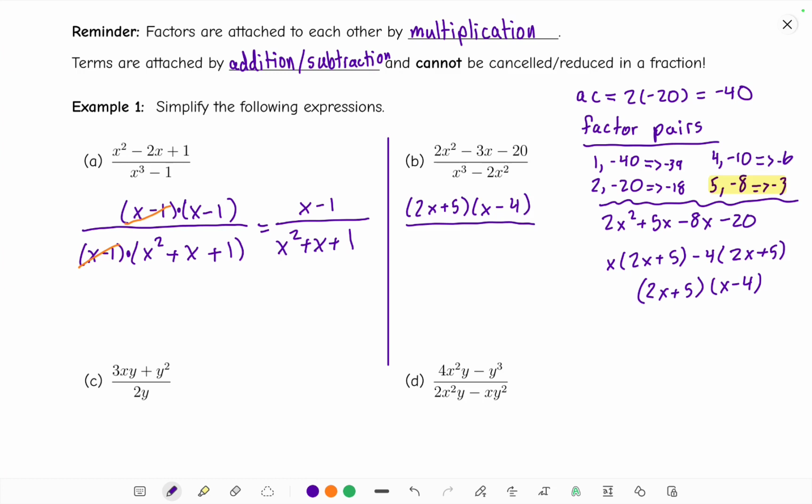Then the bottom, x cubed minus 2x squared, they have an x squared in common. So I can factor an x squared out, and we're left with x minus 2. Well, we have 2 factors on top because of the multiplication here. And then since x squared is x times x, I'm going to just leave x squared this time, times x minus 2, we have 3 factors on the bottom. None of the factors match, so B cannot be reduced any further.